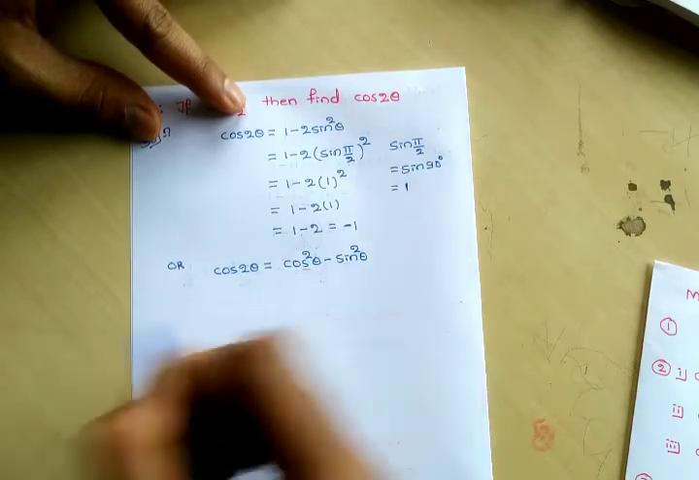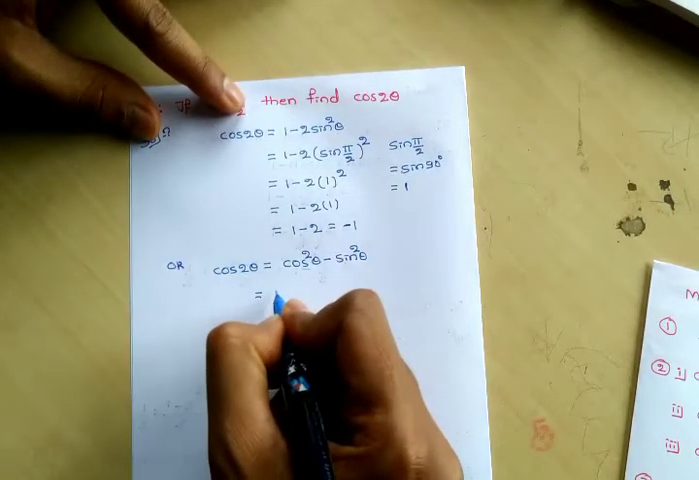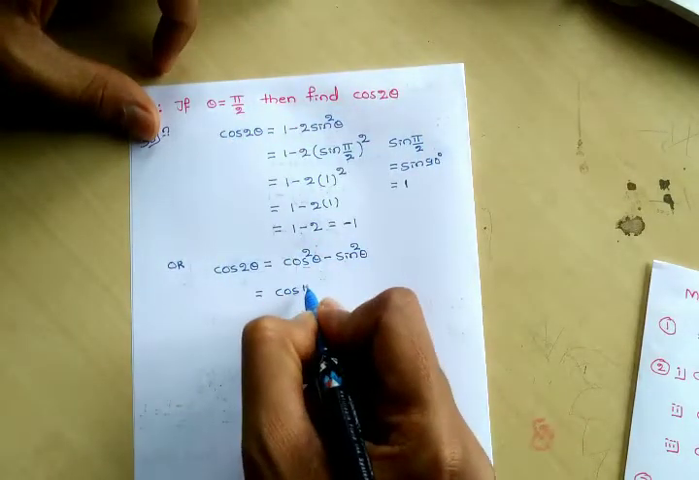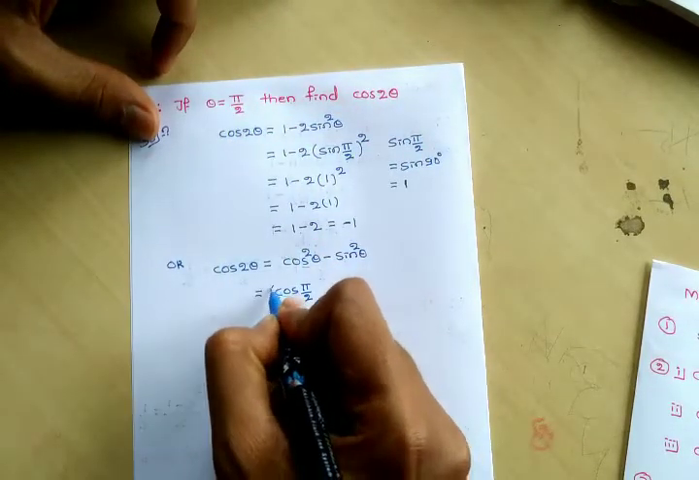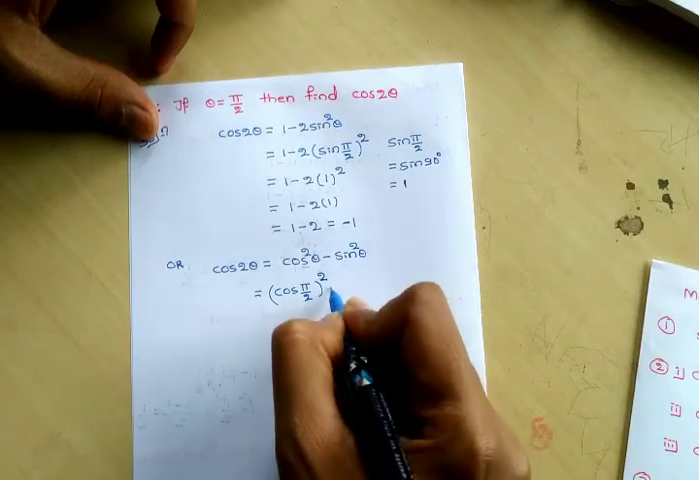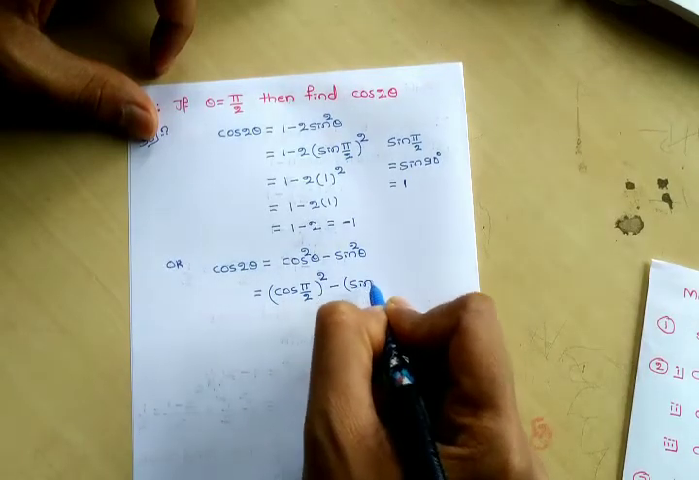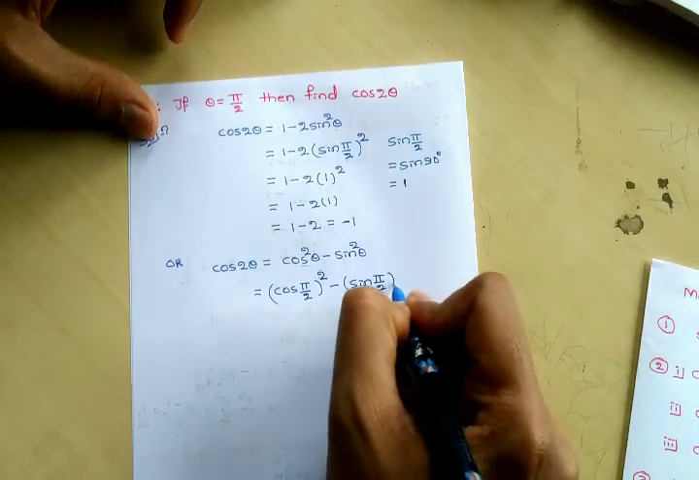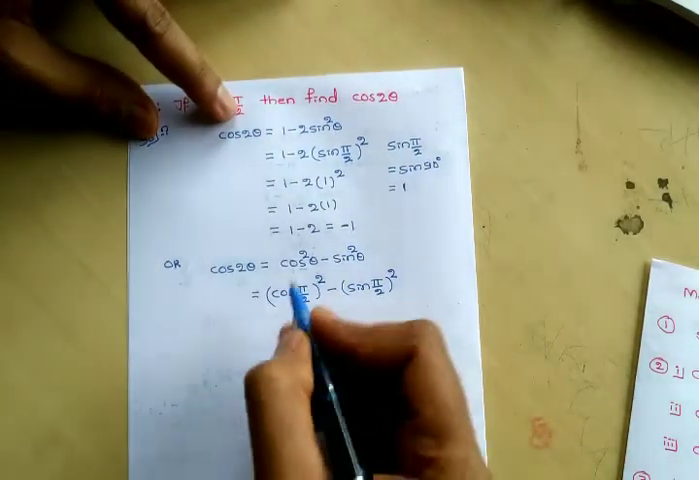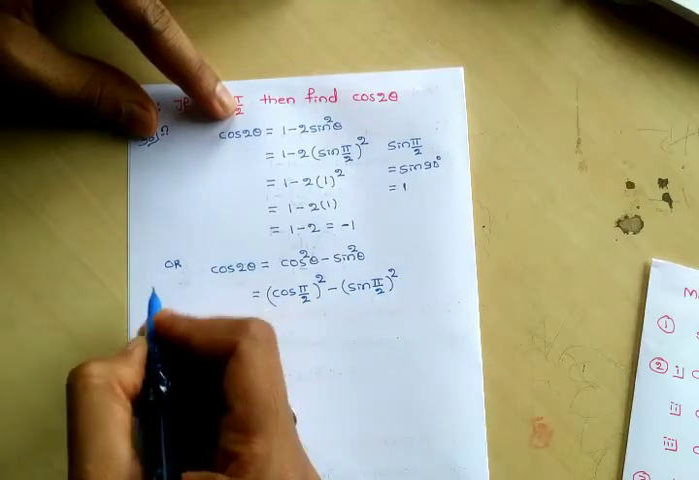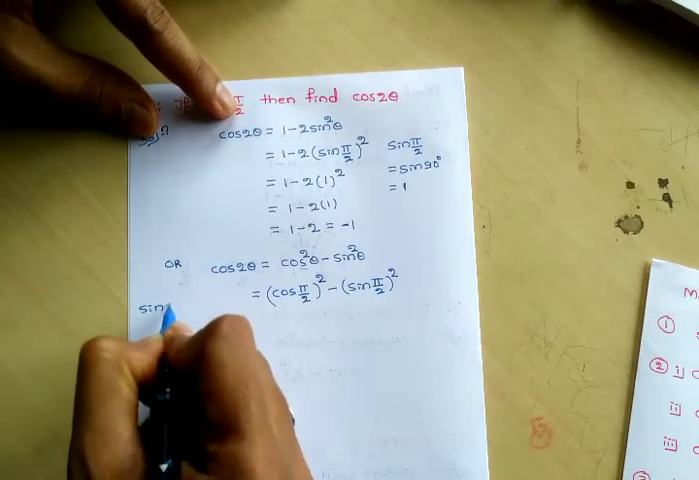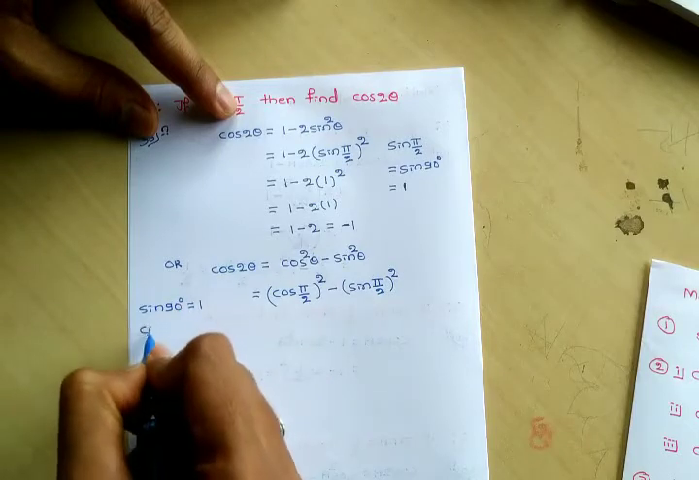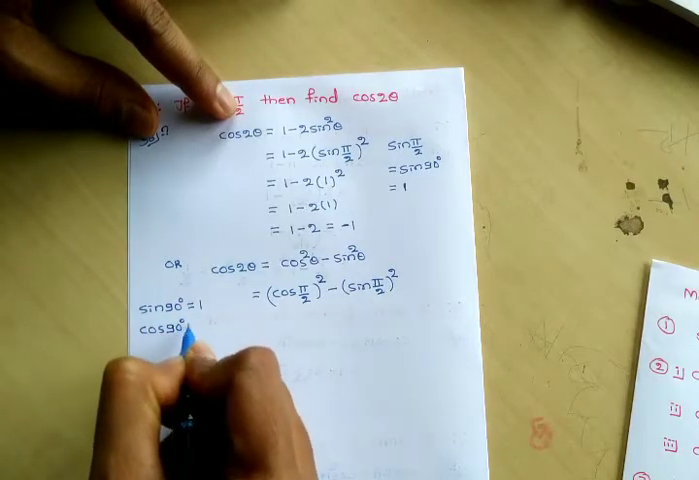sin square theta. So first, cos theta means how much? 90 degree, that is pi divided by 2, whole bracket square, minus sin, again theta means how much here? Pi divided by 2, whole bracket square. Correct? So you know cos 90, sin 90. Therefore you know sin 90 degree is 1. Similarly cos 90 degree goes to how much here?